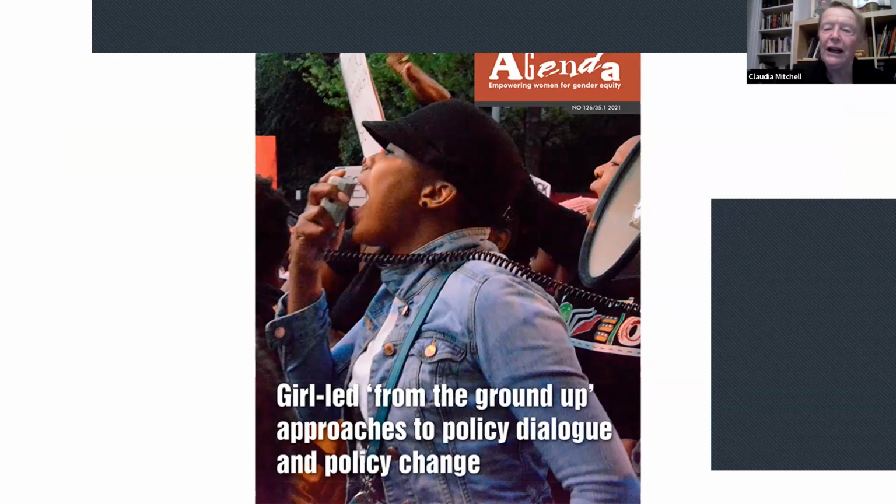The young people did not appear in Pietermaritzburg in the legislature. The adults did, but it was their words and their ideas that took this forward. And I think that's the part that is so critical around this notion of fire, hope, and social change. A couple of years ago, Lebo and I guest edited a themed issue of Agenda called Girl-Led from the Ground Up: Approaches to Policy Dialogue and Policy Change.